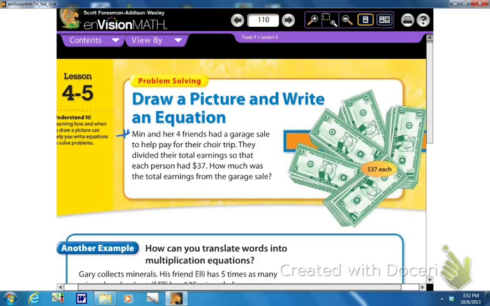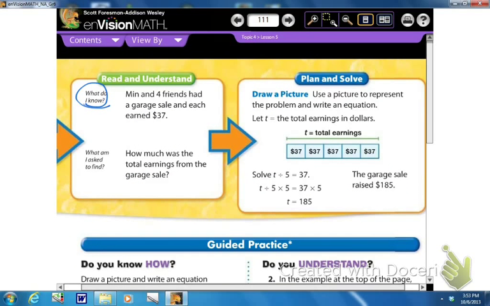Alright, so this problem starts here. Min and her 4 friends had a garage sale to help pay for their choir trip. They divided their total earnings so that each person had $37. How much was the total earnings from the garage sale? Okay, let's look at what do you know? We know that Min and 4 friends had this garage sale and each of them earned $37. And what do they want you to find? The total earnings from the yard sale.